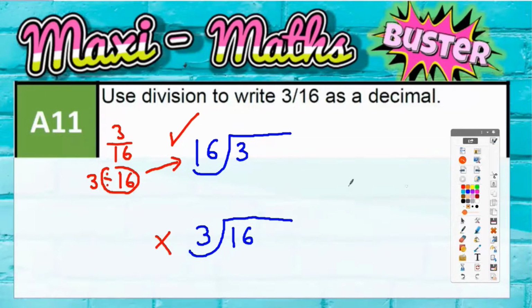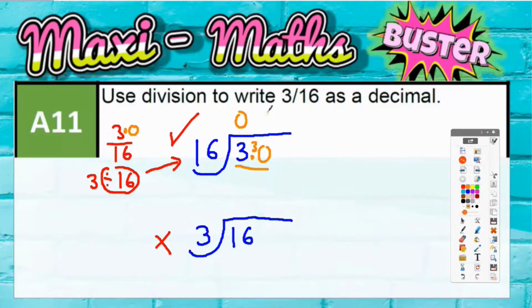16s into 3 won't go, so you put a 0 at the top. Because 16 is bigger than 3, you haven't actually used the 3 yet. So you carry the 3 to the next column, but the next column is empty, so you fill the empty column with a 0. But you can't just change the 3 into 30. It still needs to be worth 3. It's not 30/16, it was 3/16. So you put a decimal point in there, so it's still worth 3/16.